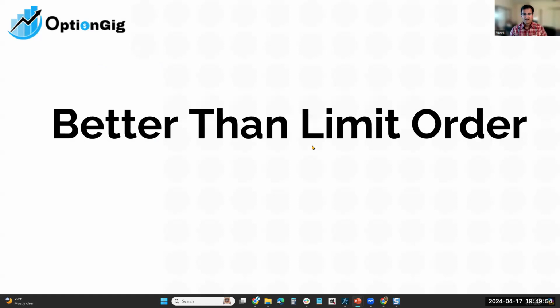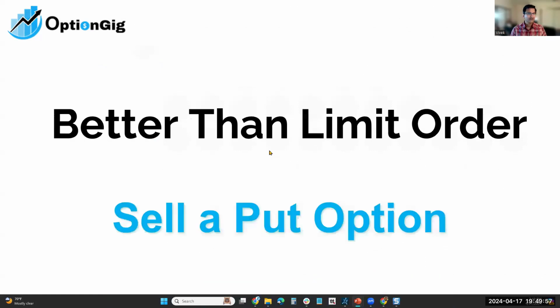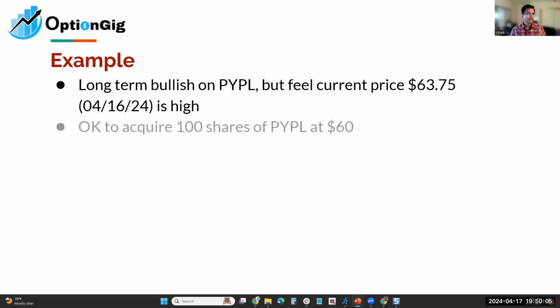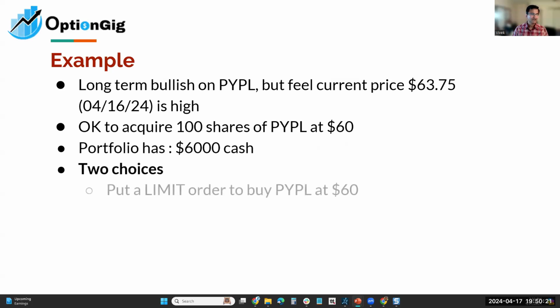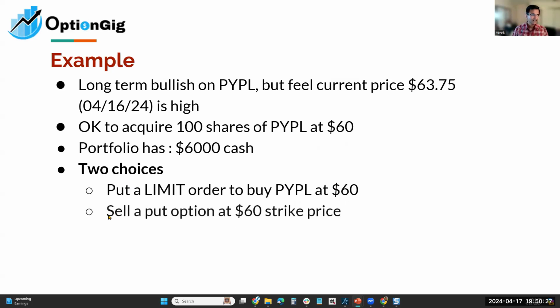Here's one way to use options better than a limit order: sell a put option. We just looked at selling a put option, right? Example, I am bullish on PayPal. I don't want to pay the 63. Yesterday it was 63.75. But I'm okay to acquire the shares of PayPal at $60 because I've got $6,000 cash. I have two choices. One we already discussed. The one that I've been doing for years is put a limit order. The other, which I'm now advocating, is maybe sell a put option at the 60 strike price.